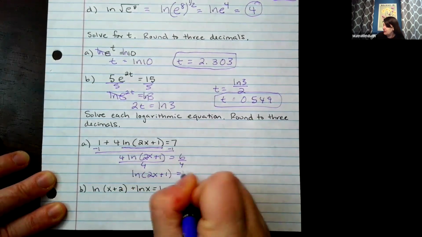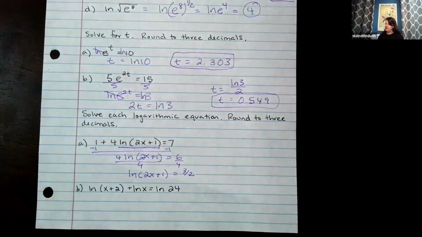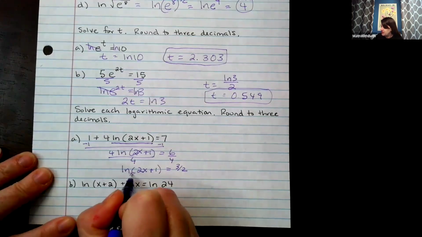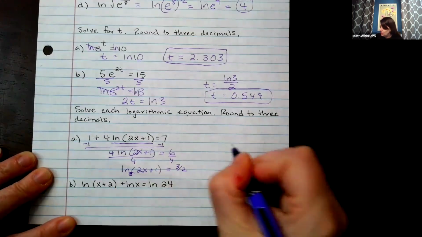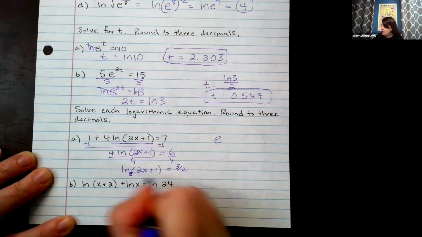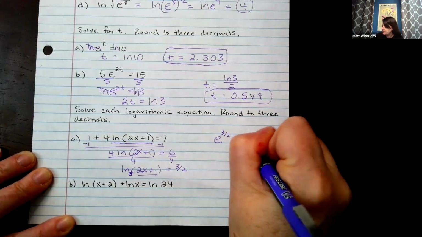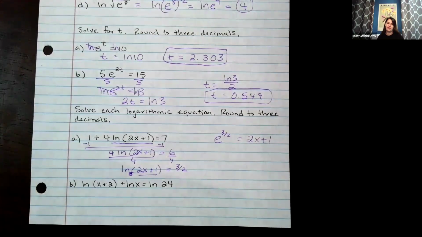But now we are stuck. I'm just going to make 6 over 4 3/2. We are stuck. When you're stuck with an ln, you have to remember that you can always switch it to the exponential form. The exponential form, since there's really an imaginary e here, would be e raised to the 3/2 equals 2x plus 1. And now we can keep going.